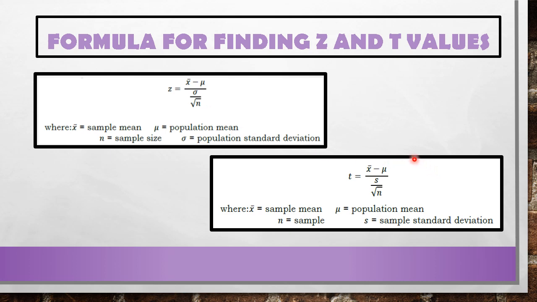While the t values, kung mapapansin nyo po, halos magkaparehas lang ang formula ng dalawa. Ang pagkakaiba lang po, ang gamit ng z test, ang gamit niya po is population standard deviation. While ang gamit po ng t-test, sample standard deviation. So tandaan, ang gamit po dito is sample standard deviation in t-test. Sa z-test naman, population standard deviation. And halos magkaparehas lang po ang formula nilang dalawa. So tandaan po ang formulas na ito since this will be used in computing test statistic for the z and t values.